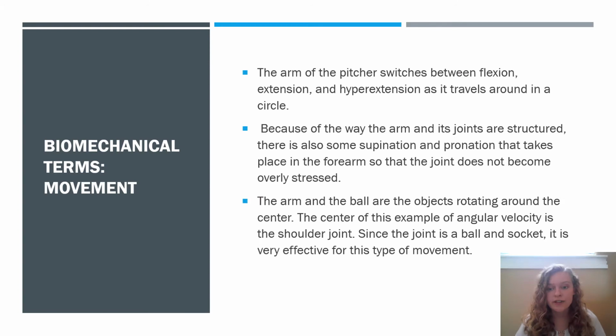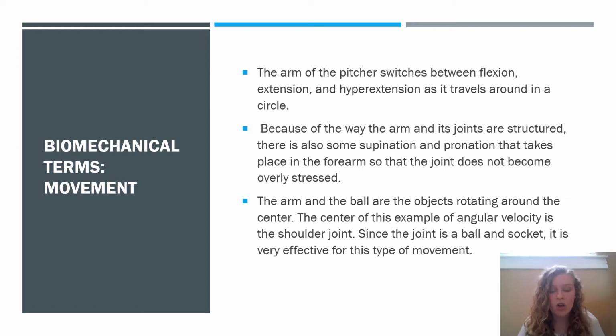In the next few slides, we're going to go through some of the biomechanical terms, and we're going to start with movement. So when the pitcher is swinging their arm around, they're going to switch between flexion, extension, and hyperextension, and that can be seen in the sagittal plane view. And because of the way the arm and its joints are structured, there's also going to be some supination and pronation taking place in that forearm so that the joint does not become overly stressed.